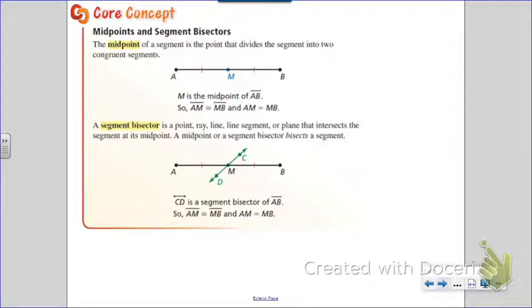M is the midpoint of segment AB, so that AM is congruent to MB and AM equals the length of MB. A segment bisector is a point, ray, line segment, or a plane that intersects a segment at its midpoint. A midpoint or a segment bisector, we say, bisects the segment. Line CD is a segment bisector of AB in this example. Therefore, AM is congruent to segment MB, or the length of AM equals the length of MB.